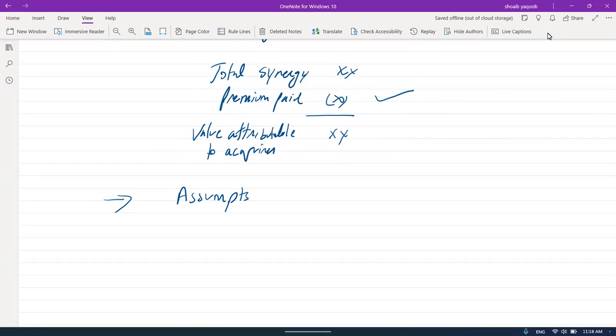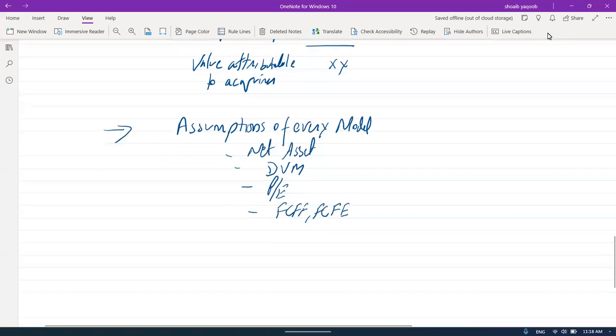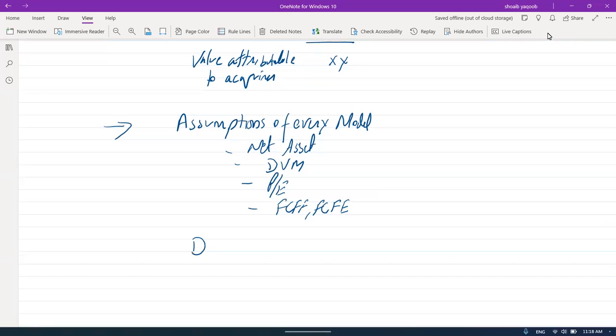Assumptions of every model. Net asset, DBM, price to earning ratio, free cash flow to equity, free cash flow to firm. And special discussion on percentage gain and loss of every shareholder, of both shareholders.